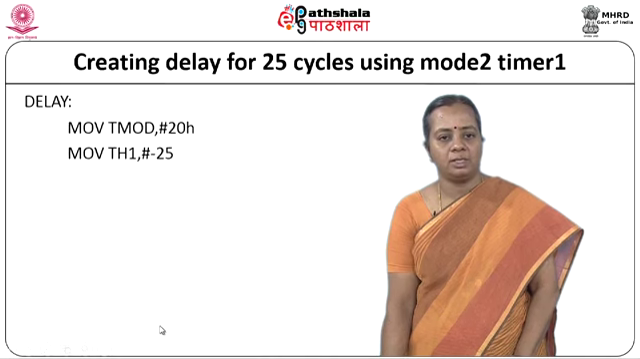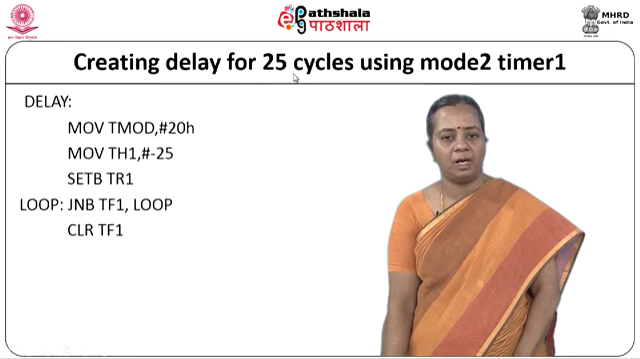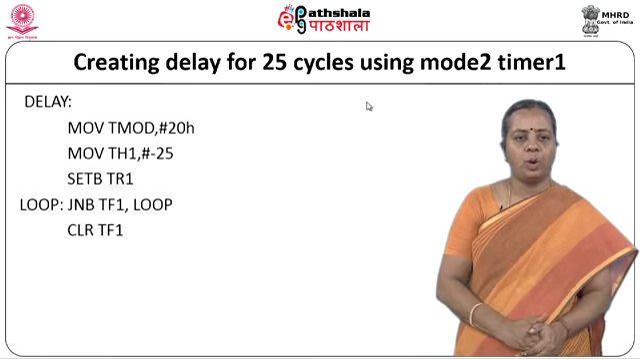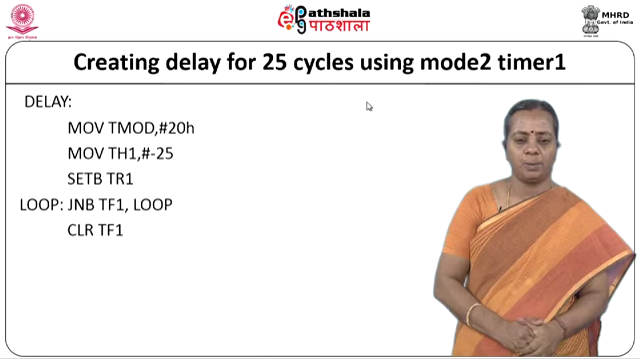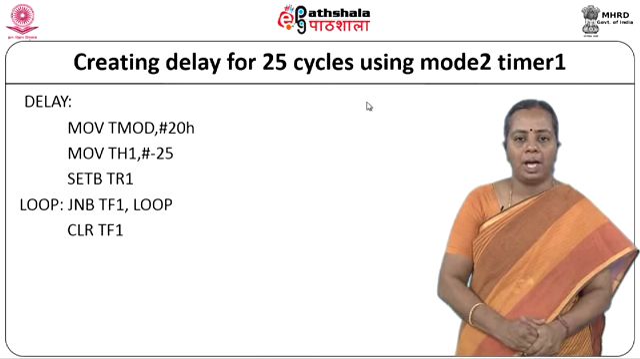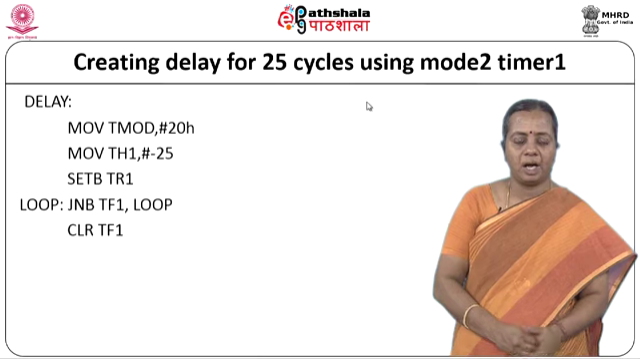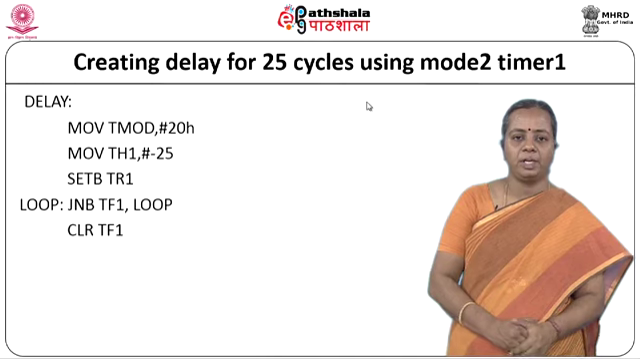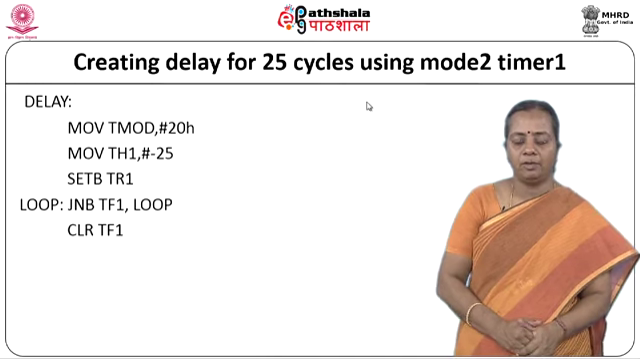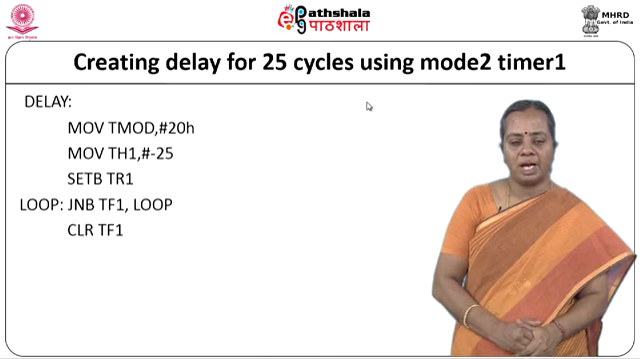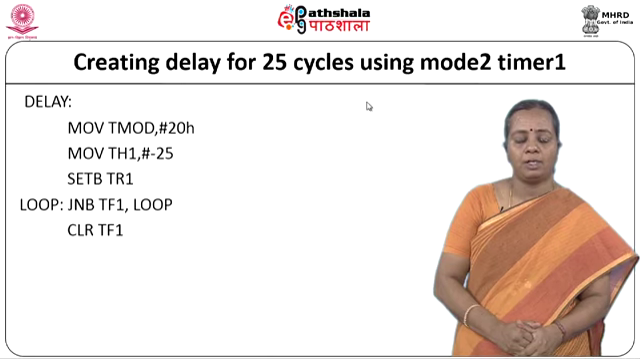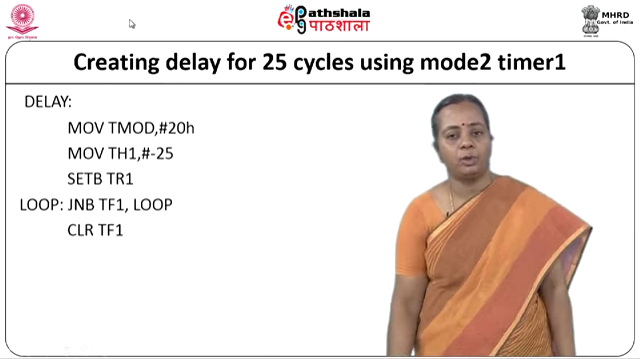Now this is the way I have created a delay for 25 cycles using mode 2 and timer 1. I just wanted to create a delay for 25 cycles irrespective of the values. It may be a 12 megahertz oscillator, 11.5 megahertz oscillator or 20 megahertz oscillator, as we will have different crystal oscillators connected to your 8051. So if I want to make a standard 25 cycles delay with mode 2 and timer 1, how do I write my delay cycle?